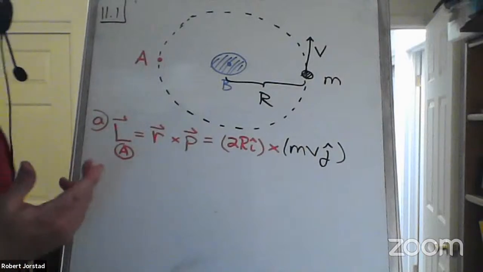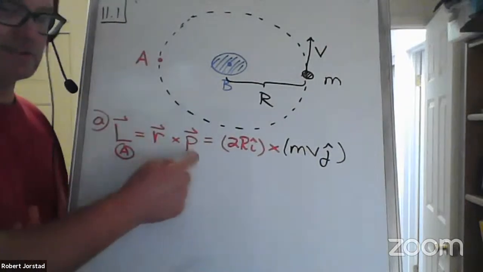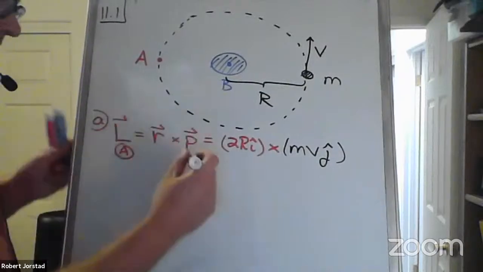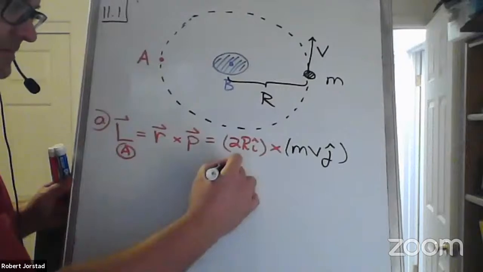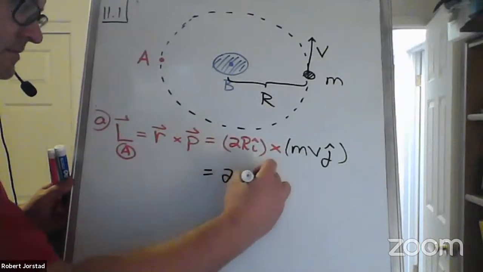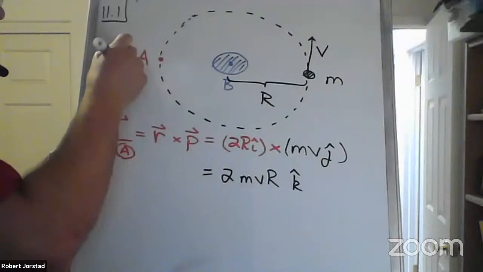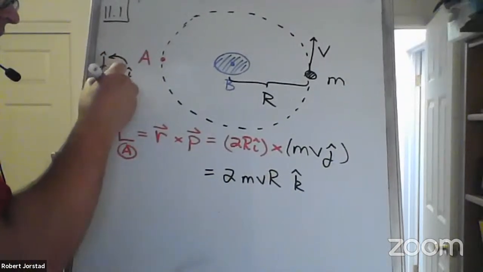All right, and the point I wanted to stress here was that we technically have to use vectors here, and that's what I was showing you. Notice here, when we do this, what do I get for the final result? 2mvR k hat. k hat, because i cross j goes to k.